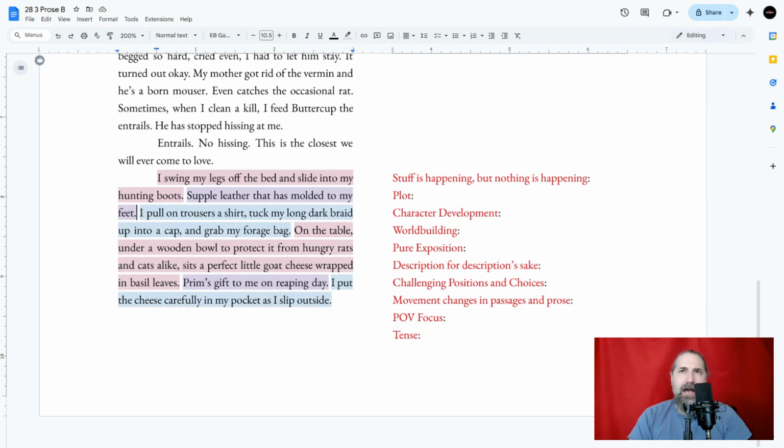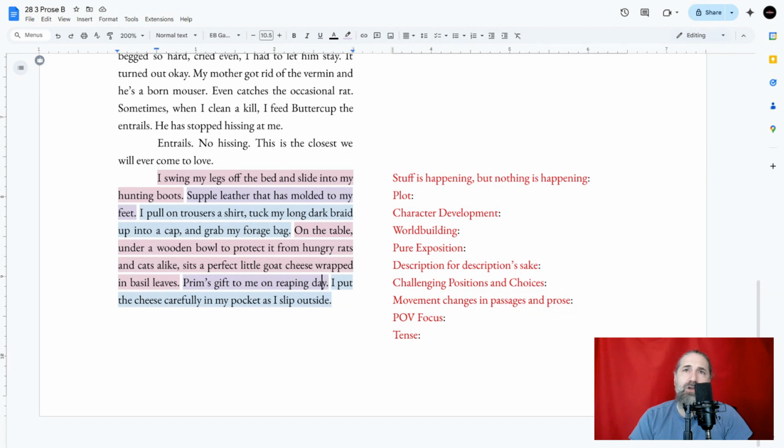Okay. Now that she has her boots on, she's going to pull on her trouser, shirt, tuck my long black braid, right? She's doing the next step. Now that she's dressed, she's on her way out. We don't have to say she's on her way out. We just say she looks over on the table under a wooden bowl to protect, right? This sort of describes her life and world. She has a little insight. She's processing information, seeing the cheese, reminded her that it was a gift from Prim. So that's narrative movement. It's all connecting to each other.